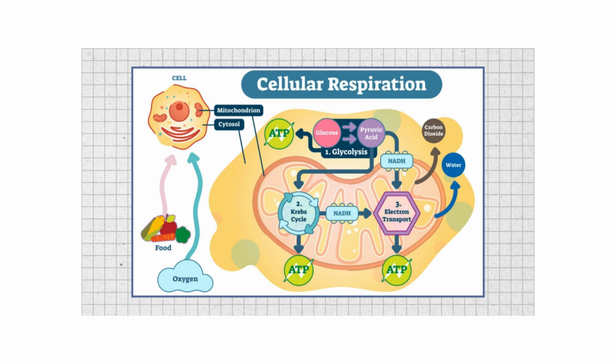I have provided a diagram here of the entirety of cellular respiration. The food that we take in and the oxygen that we breathe basically go inside the cell. Now, what the cell is going to do is convert the glucose from food into ATP, as well as produce the products, which are carbon dioxide and water. In order to do this, we're going to go through three main stages. First is glycolysis, second is the Krebs cycle, and third is the electron transport chain.